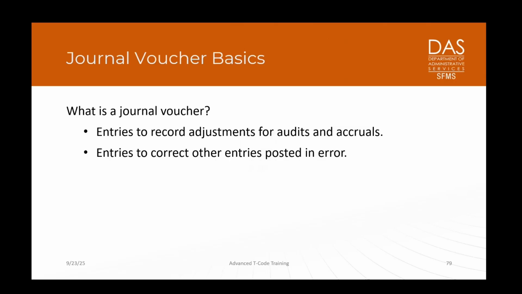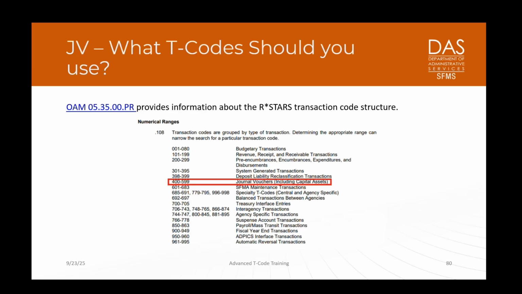journal voucher. What is a journal voucher? Entries to record adjustments for audits and accruals, entries to correct other entries posted in error. So pretty handy dandy. OIM will give us the big glance of all the T codes, categorized. So T codes have some logic behind them, the way they are established. So based on OIM, T codes in the group of 400 to 599 are the groups landed for JV documents.